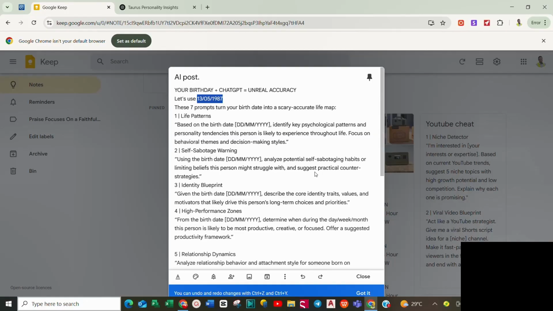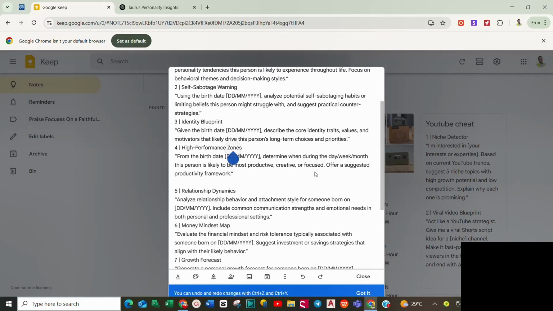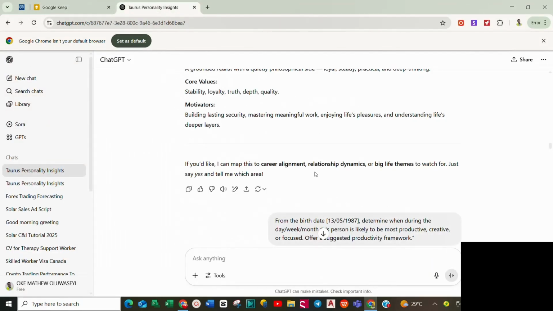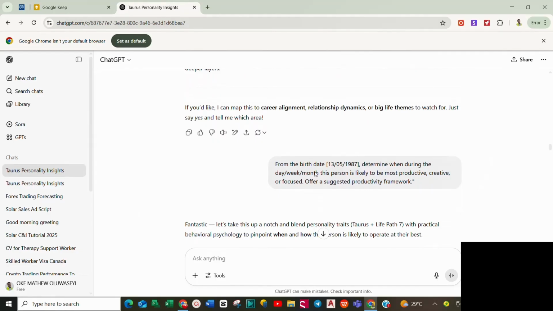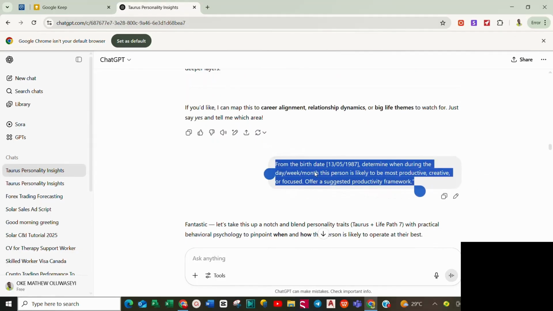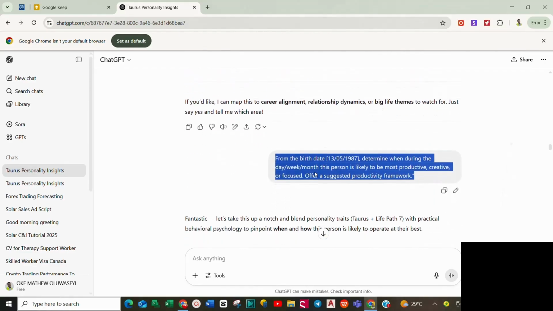the fourth one, which is the high performance zone. So having the high performance zone, and we said here that using this prompt, they said determine when, during the day and week, they are likely to be more productive and focused.